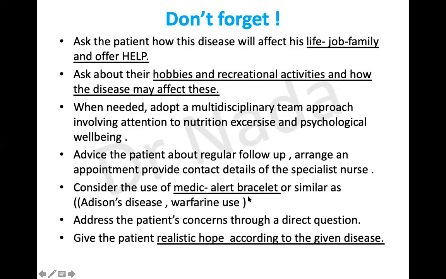Consider the use of a medical alert bracelet or similar, as in Addison's disease, or a patient on warfarin, or a patient on long-term oxygen therapy, and so on. Address the patient's concern through a direct question. Then give the patient realistic hope according to the given disease. Okay, this is just as a reminder.